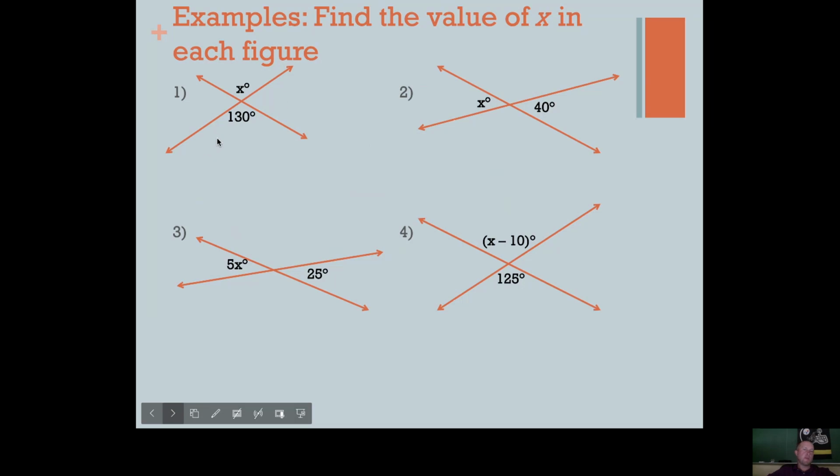Here's two lines across. Here's two angles that are non-adjacent. That means they're vertical angles. So if this bottom angle is 130, this angle right here is 130. And that's the value of x.